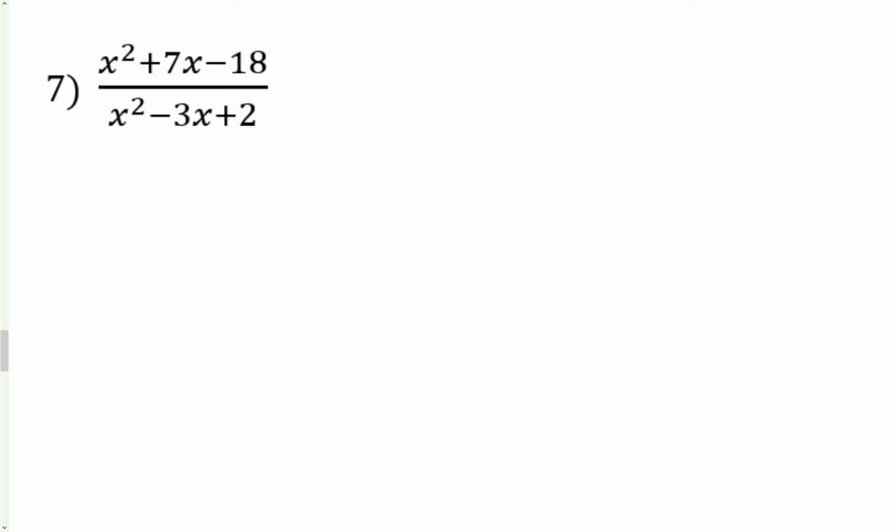Factors of 18 that subtract and give you 7. So we have x plus 9, x minus 2. X times x is x squared. 9x minus 2x, inside outside, is 7. 9 times 2 is negative 18.